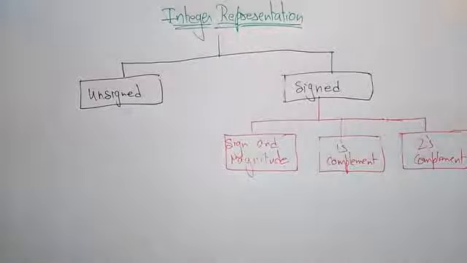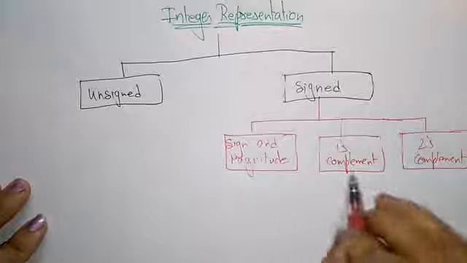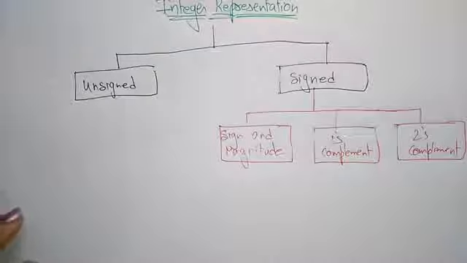The integer is nothing but the numbers. Those numbers can be represented in the form of unsigned and signed. The signed can again be represented by using sign and magnitude, 1's complement and 2's complement.